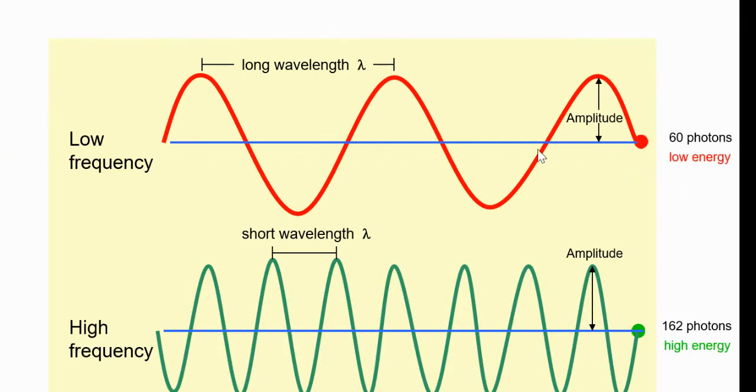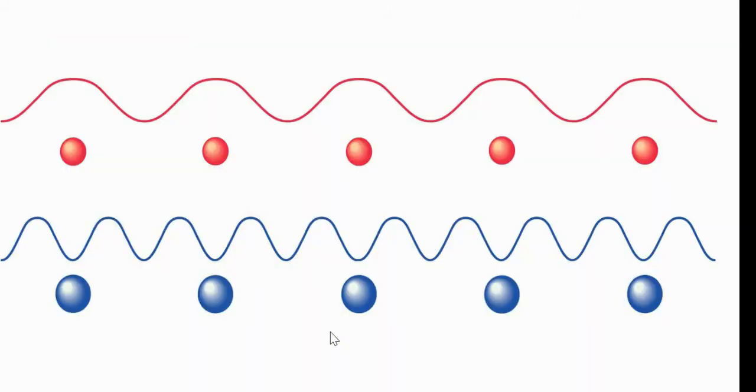In other words, red is low energy, green is higher energy. If I had a blue line, what would it look like? Well, it would have more peaks, and they'd be even closer together than the green because it'd be higher frequency.